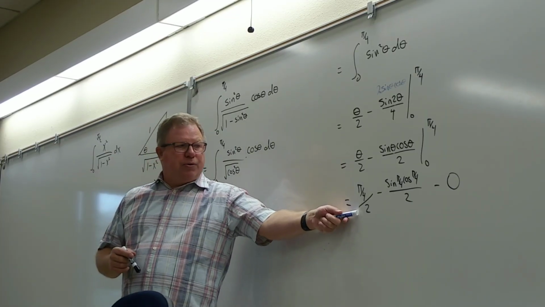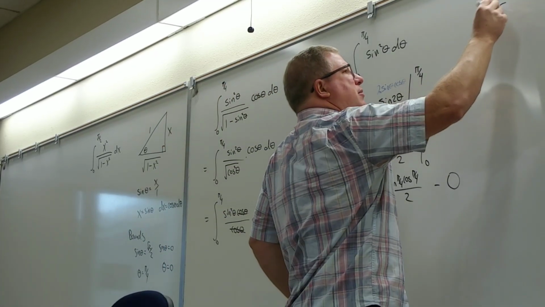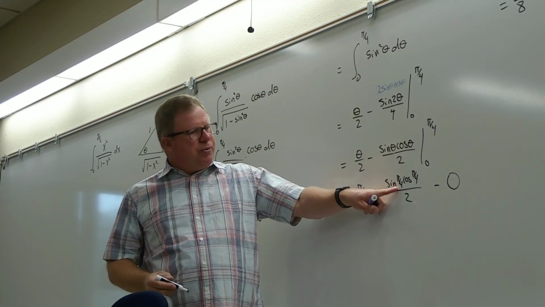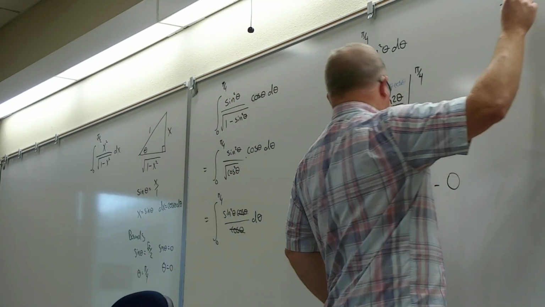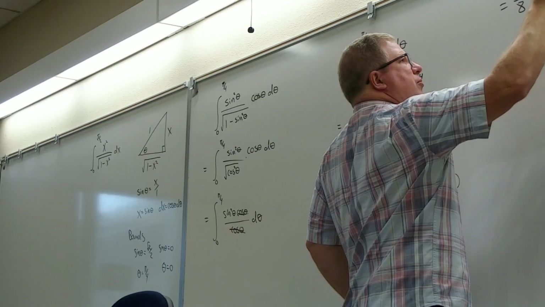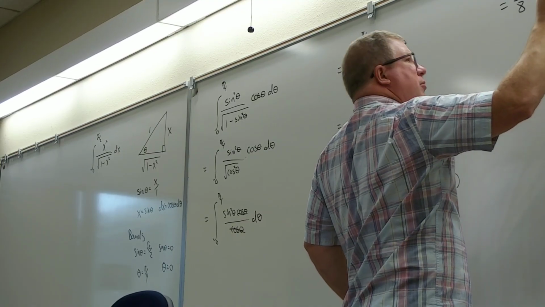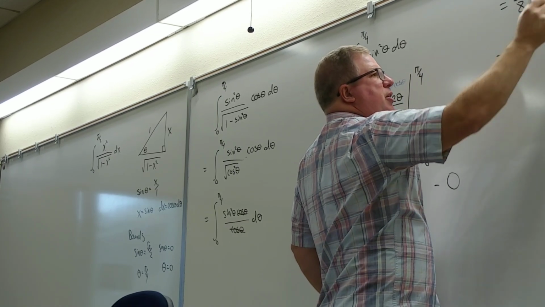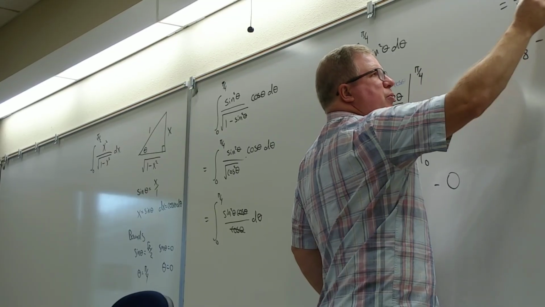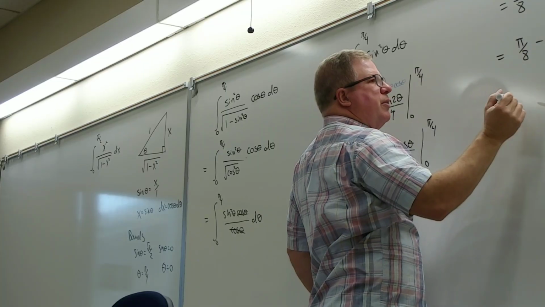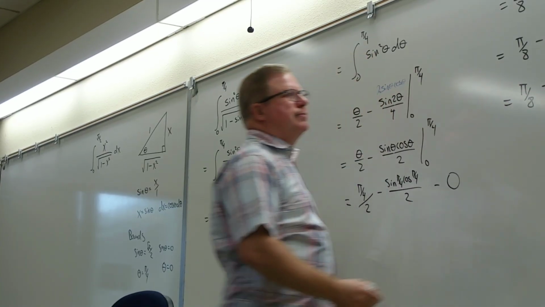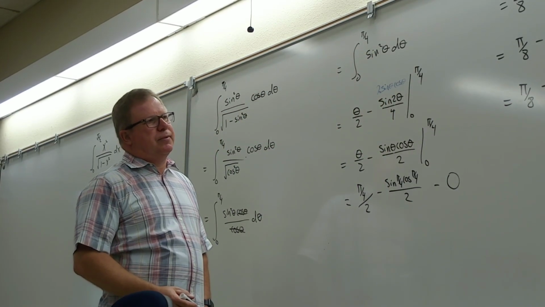Pi over 4 over 2 is pi over 8. Sine of pi over 4 is root 2 over 2. Cosine of pi over 4 is root 2 over 2. So that'll be 2/4 over 2. Root 2 times root 2 is 2. 2 times 2 is 4. And that will reduce to 1/4. Let's try it. I think that's it.